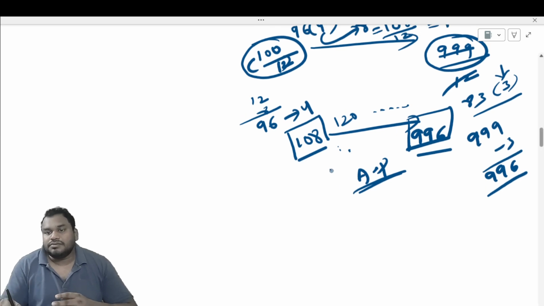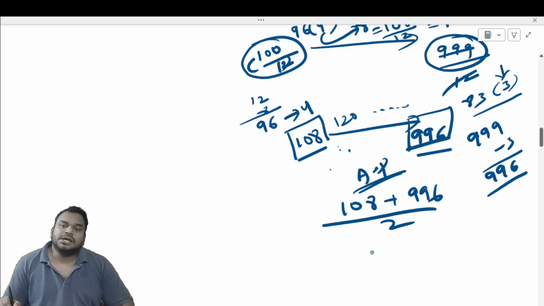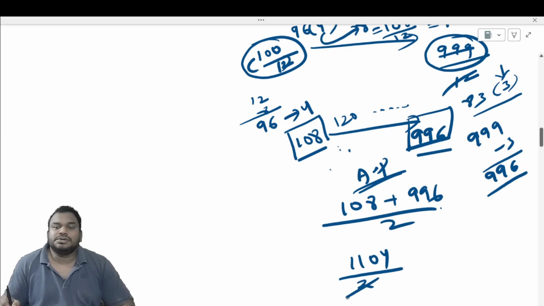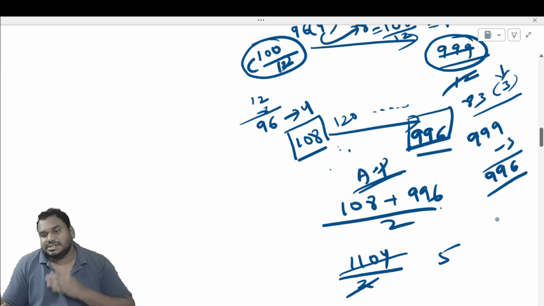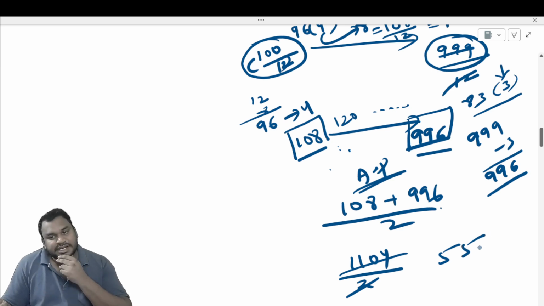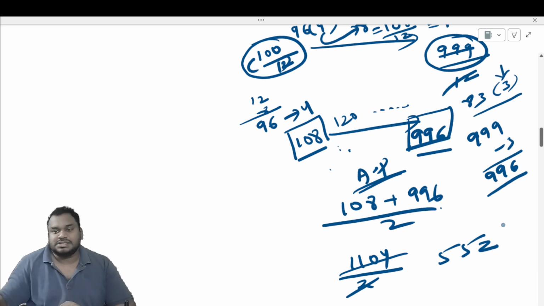So 108 plus 996 divided by 2. If you add 4 to this, it will become 1000, so 1104 divided by 2. So 2 5s are 10, and 2 5s are 10 again, and 2 5s are 10, so 552. 552 is the answer for this.